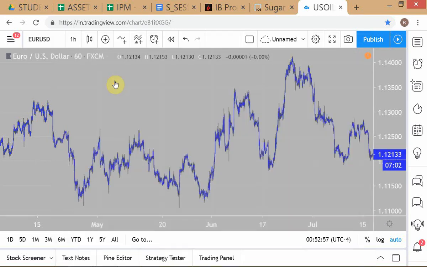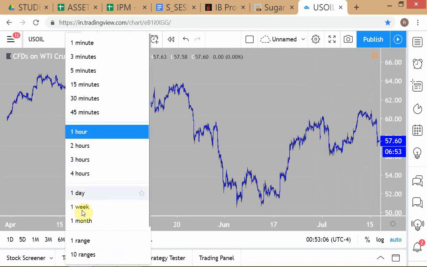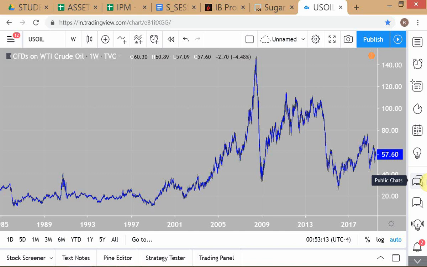We should actually be using Brent for Saudi Arabia. It's closer to their grade, but we can use West Texas just as an example. So do you think Saudi Arabia wants the oil price to go up or to go down? Up, right? So they benefit.